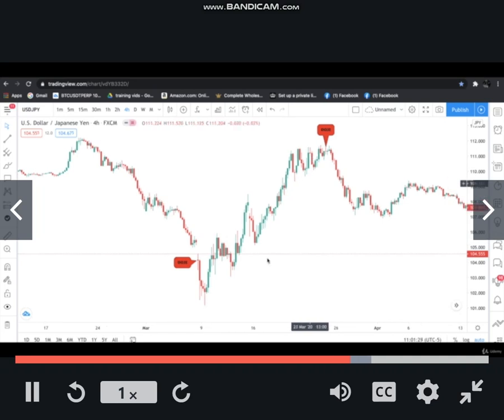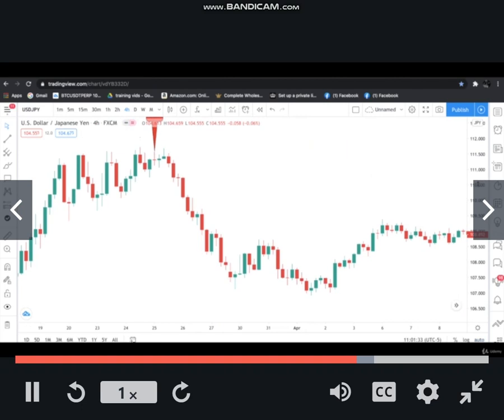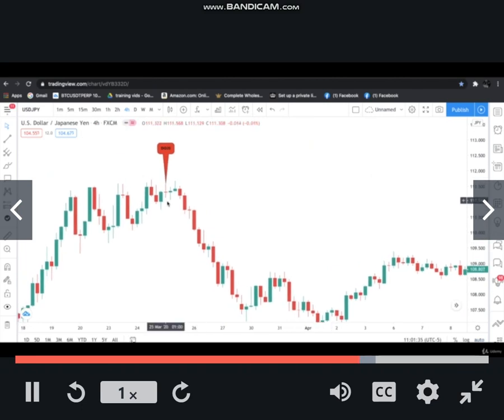Now, in the uptrend, we got another doji over here. This is another doji, and the price dropped.